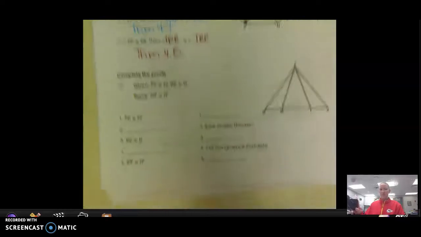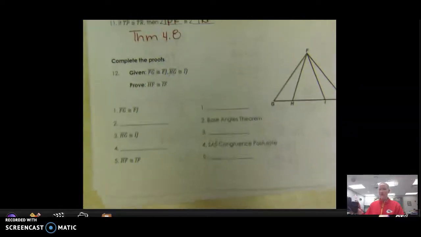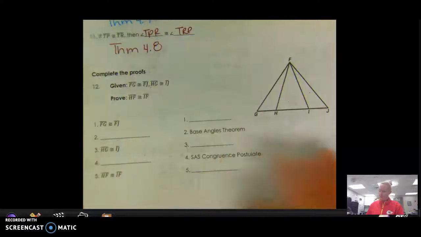Okay, so the rest are proofs. I would like for you to pause me, try all the proofs, this page and then the last page, and unpause me when you're done to see how well you did.